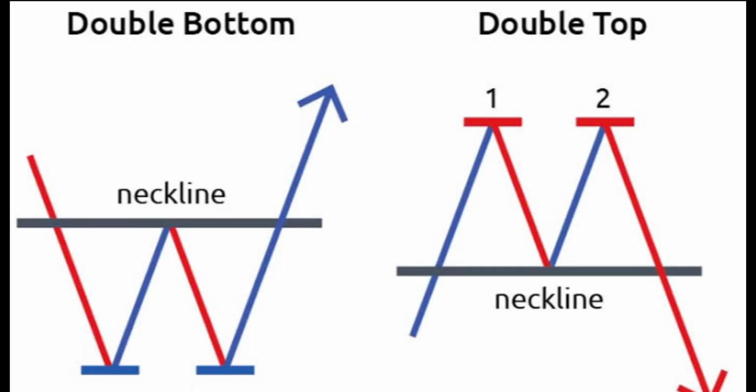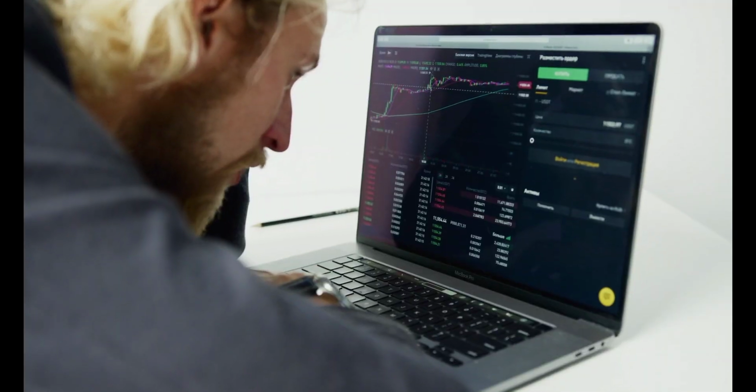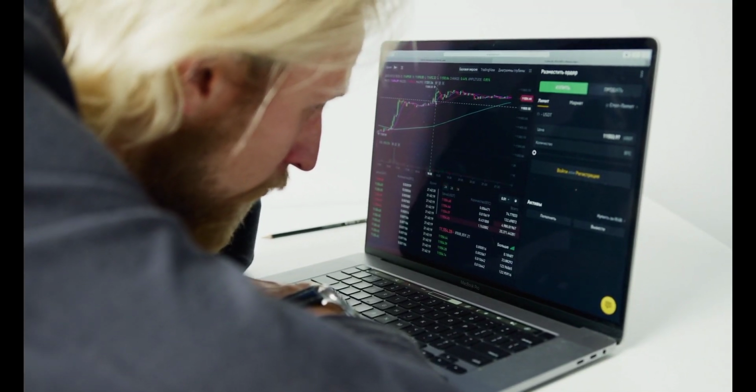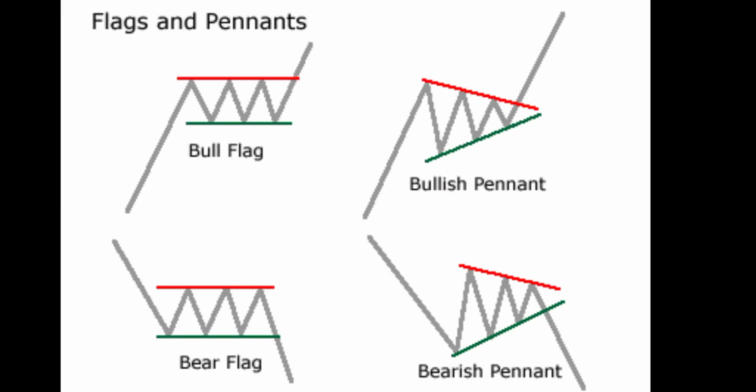Double top and double bottom. Double top occurs when the price reaches a peak twice before reversing, while double bottom happens after a downtrend with two troughs. These patterns suggest a reversal might be imminent. Patterns for continuation. Flags and pennants. Flags and pennants are short-term continuation patterns that represent a brief consolidation before the previous trend resumes.